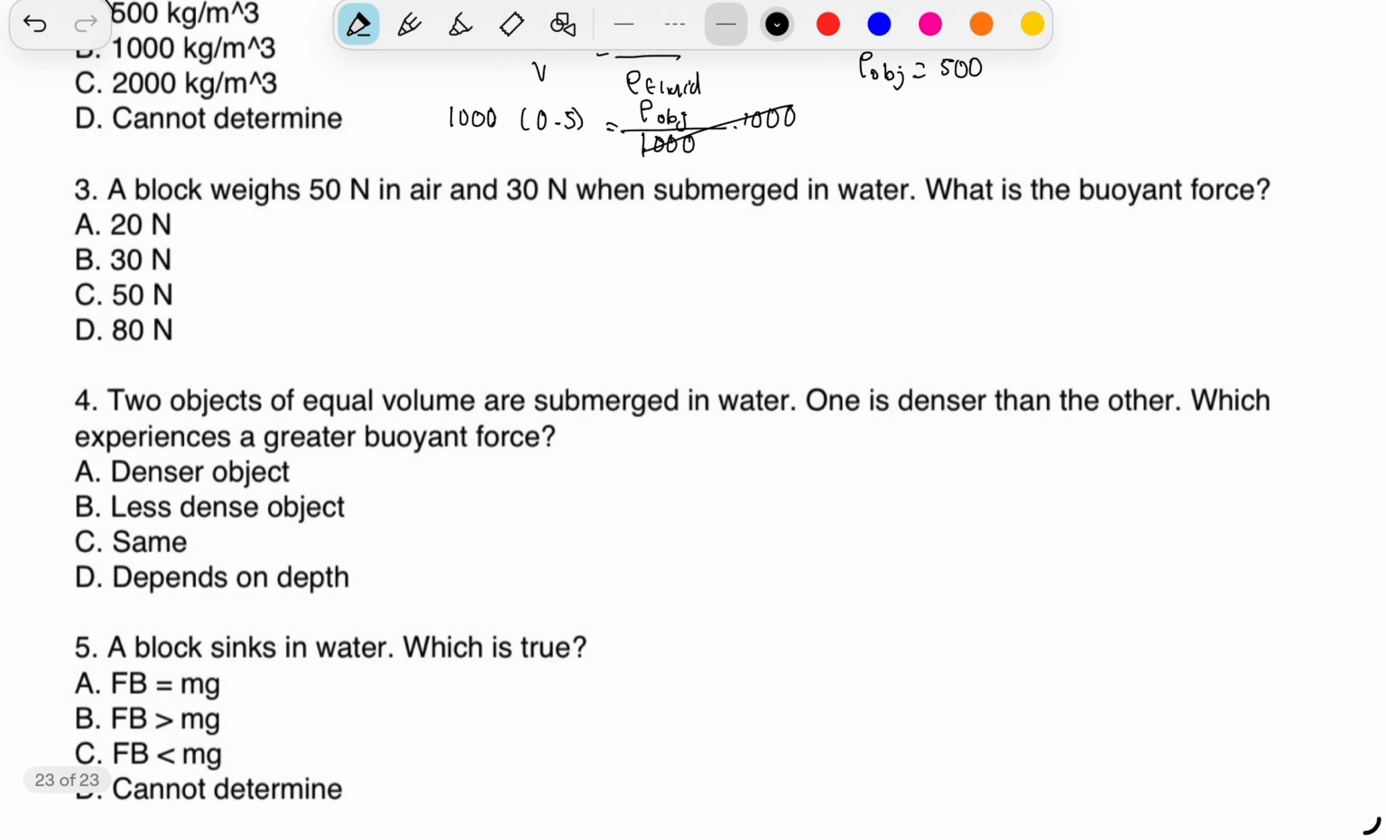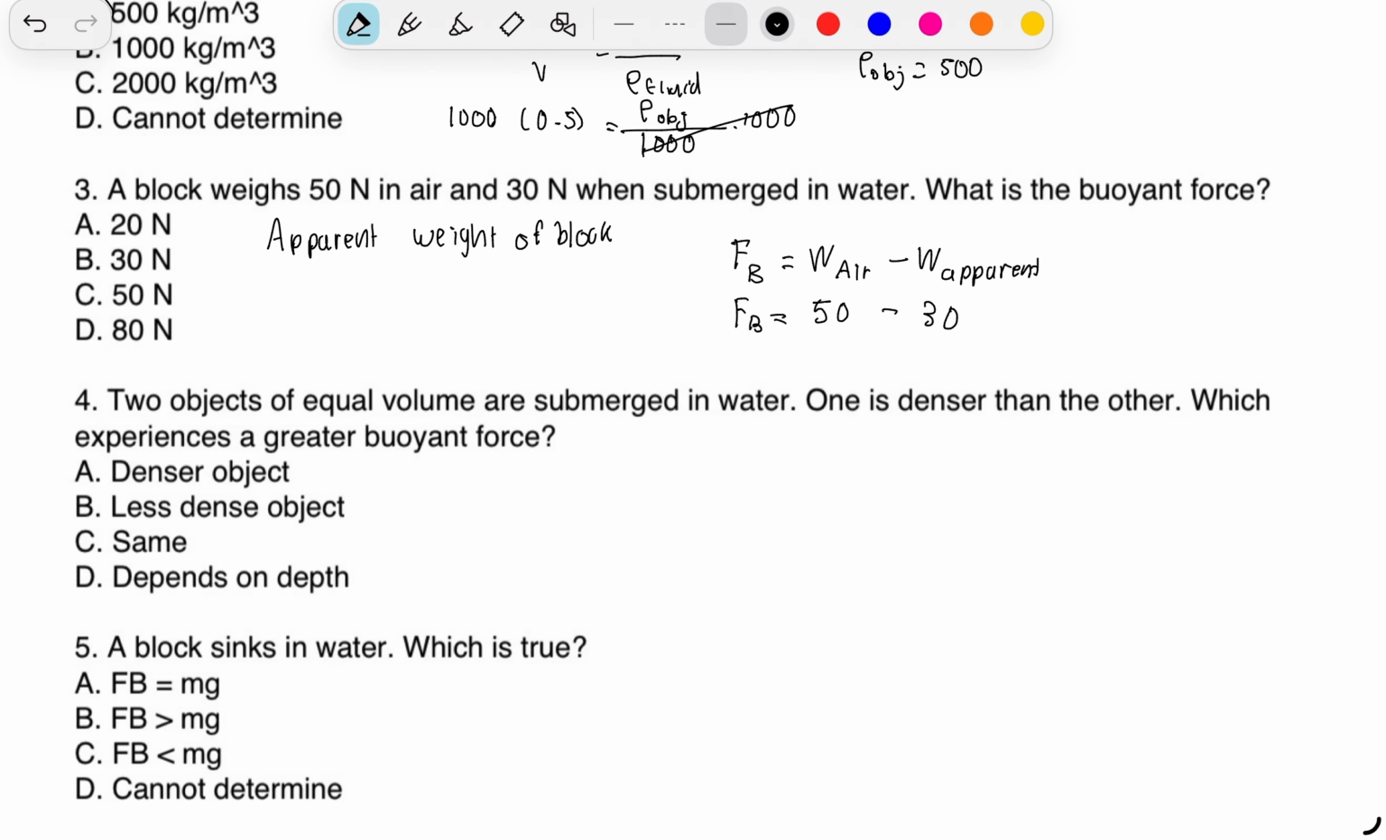A block weighs 50 newtons in air and 30 newtons when it's submerged in water. What is the buoyant force? This is a question that asks you about the apparent weight of this object. So your buoyant force is equal to the weight in the air minus the apparent weight. Plug in your values: 50 newtons in the air and 30 newtons in the water. Therefore, your buoyant force is 20 newtons.